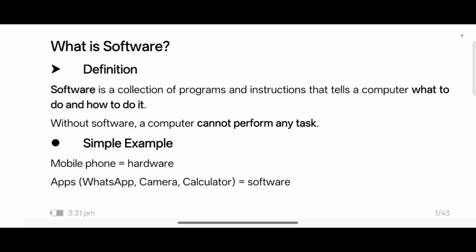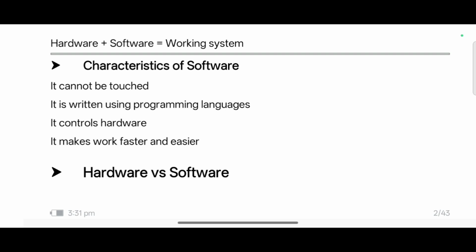What is software? Software is a collection of programs and instructions that tells a computer what to do and how to do it. Without software, a computer cannot perform any task. A simple example: a mobile phone is the hardware, but apps like WhatsApp, camera, and calculator are the software. Hardware plus software is a working system.